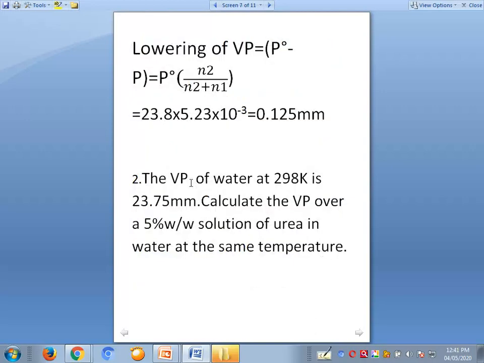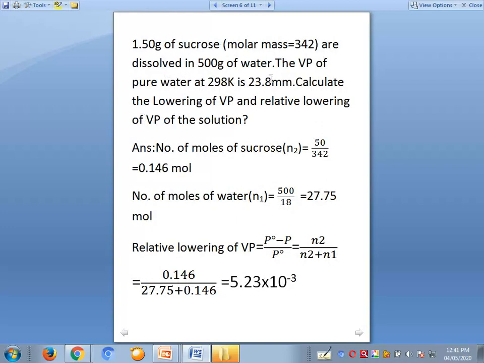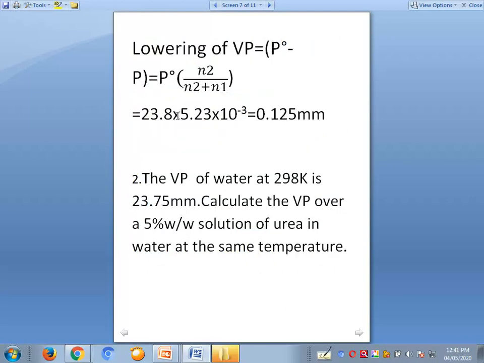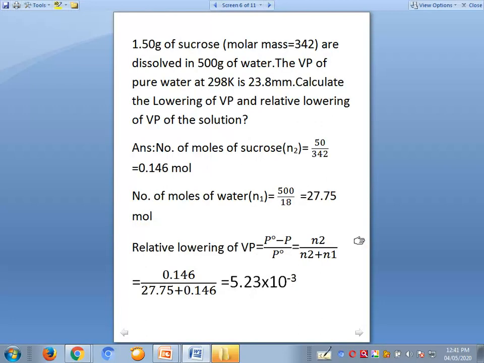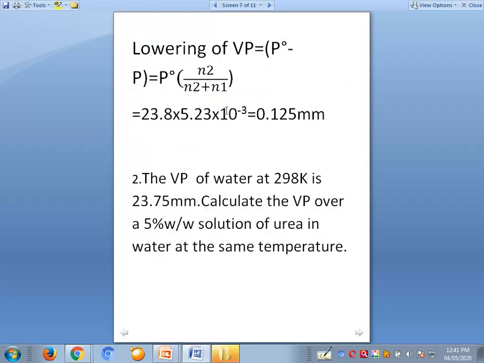Same here, it is given. So substitute the value, we will get the answer as what? 0.125 mm. We have calculated already the N2 divided by N2 plus N1 value here, that is 5.23. Substitute the value of P naught, which is already given in the problem: the vapor pressure of pure water is 23.88. So substitute 23.88 into 5.23. Why 5.23? This value had come already with respect to N2 divided by N2 plus N1. So when I calculate, I'll get the lowering of vapor pressure as 0.125 mm.